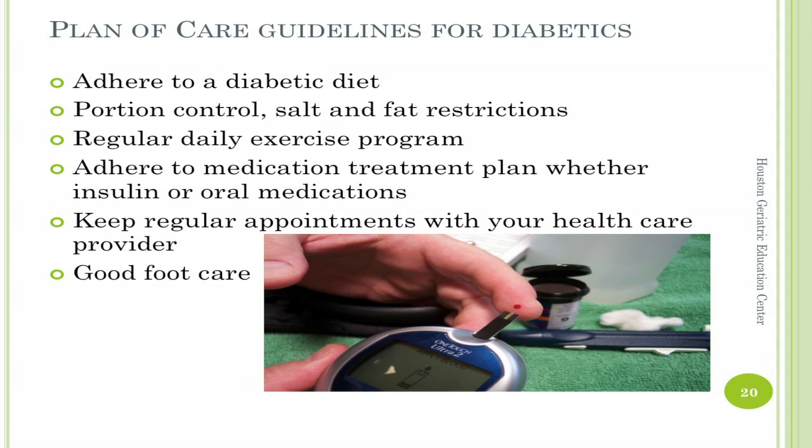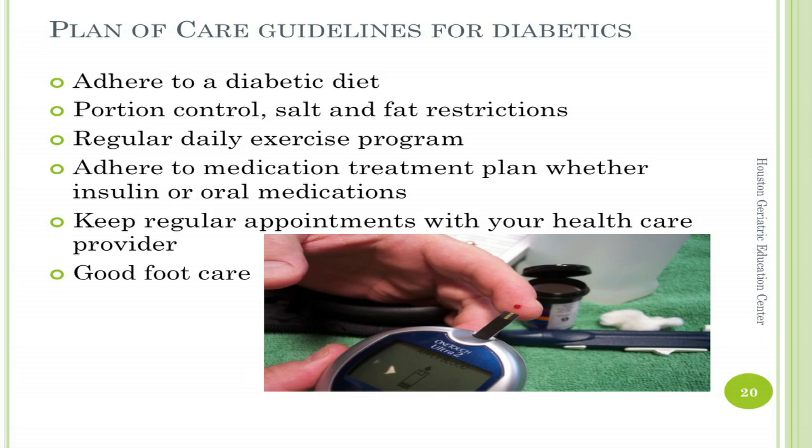For most diabetics, the plan of care would be similar to these guidelines, and that's going to be for them to adhere to their diabetic diet for the long term, to have portion control along with salt and fat restrictions, to participate in a daily exercise program, and to adhere to the medication treatment plan, whether that's insulin injections or the oral medication in pill form.